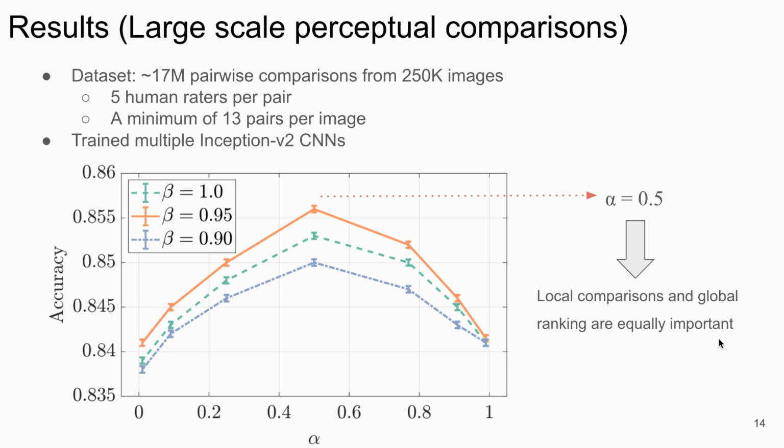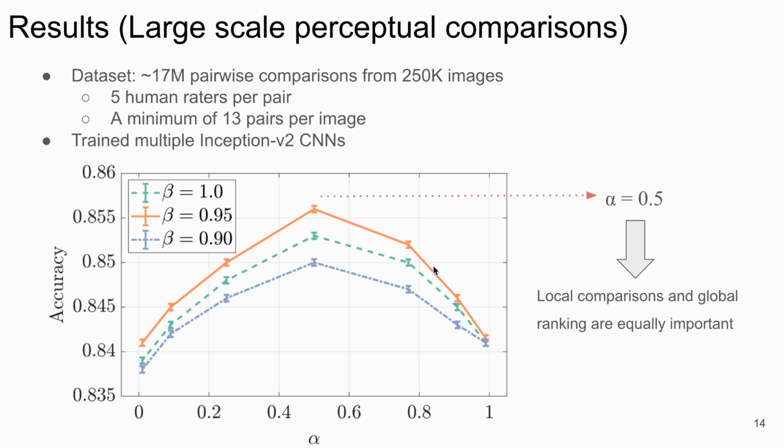We set a minimum of 13 pairs per image, meaning that each image is randomly paired with 13 other images. We trained multiple Inception V2 CNN models, and we varied the parameters of our training loss, namely alpha, the blending parameter, and beta, the smoothing parameter. We measure the accuracy of predicting the perceptual preference of the human raters.